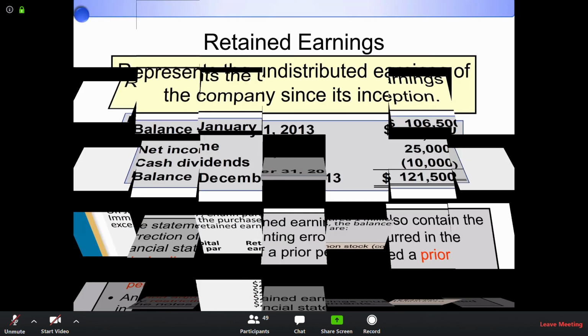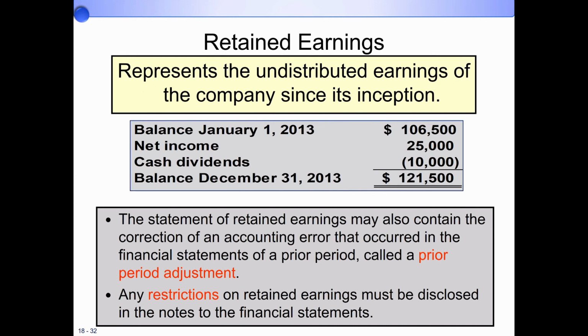Okay, so I think that's all for those two situations we talked about, and then let's talk about retained earnings, one of the components of shareholders' equity. This is what we have: the beginning balance, and then net income increases retained earnings, so you add. The dividends decrease retained earnings, so you subtract, and then you get the balance for retained earnings.